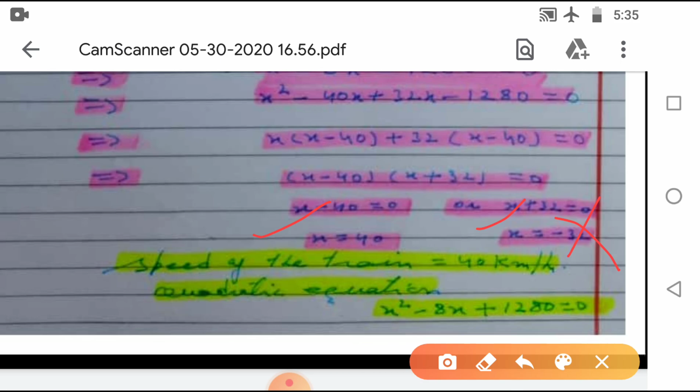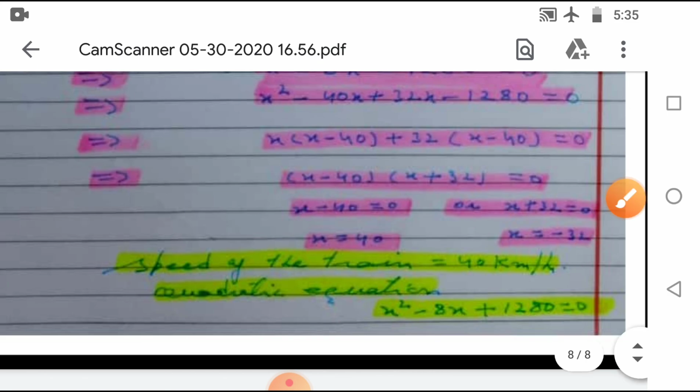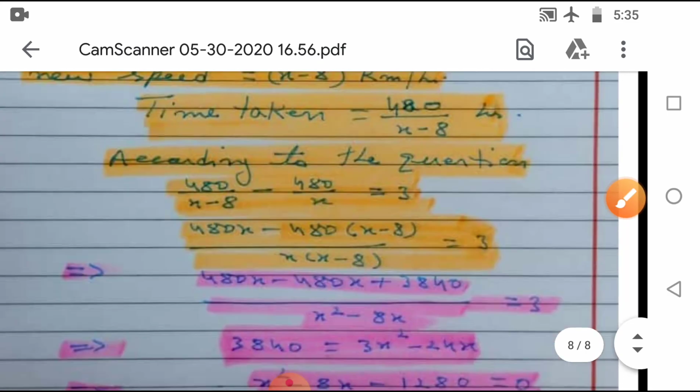So, the speed of the train is 40 kilometers per hour, and the quadratic equation in this case is x² - 8x - 1280 = 0, clear.